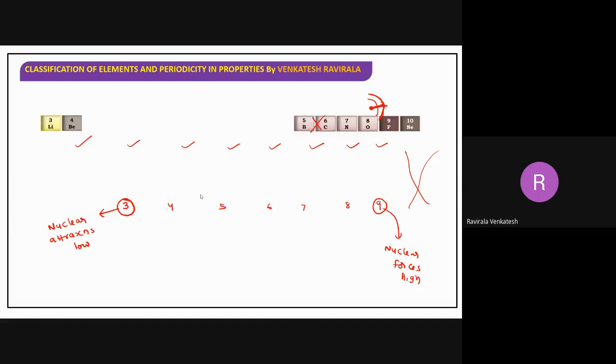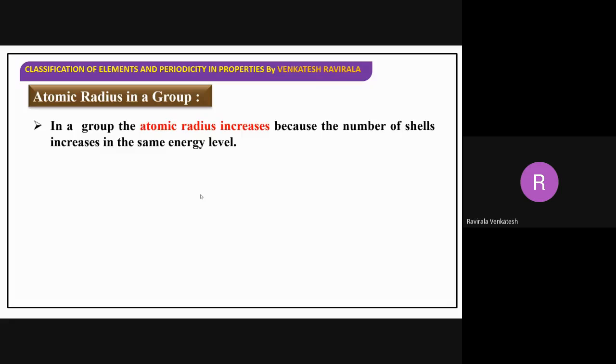Now let me see the group. In the group, what happened? Atomic radius will increase here. Atomic radius is increasing because the number of shells is increasing. The total number of shells is increasing, and the outermost shell is getting away from the nucleus. The outermost shell is getting away from each other.